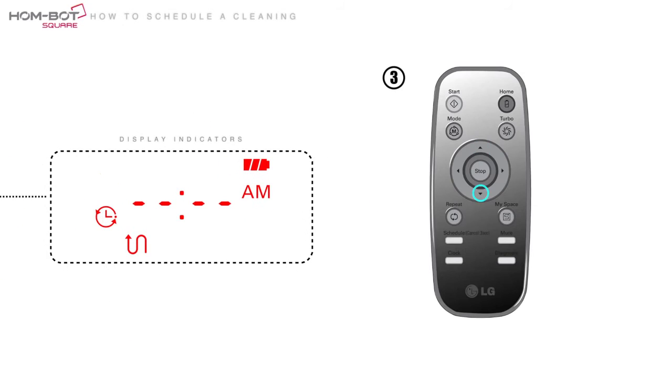Use the up or down arrows on your remote controller. A voice prompt will alert you of your current selection. To move on to the next set of options, press the right arrow.